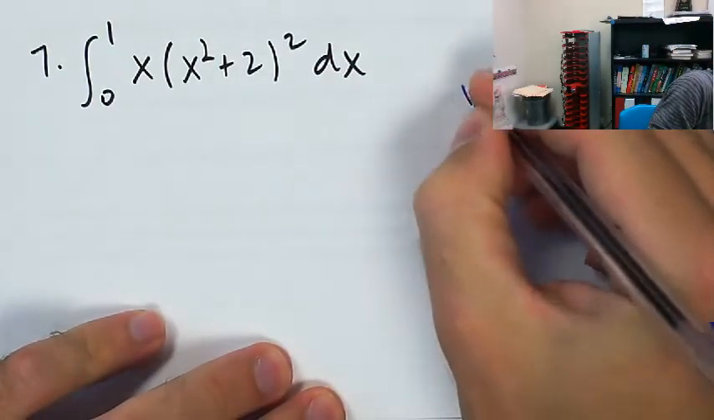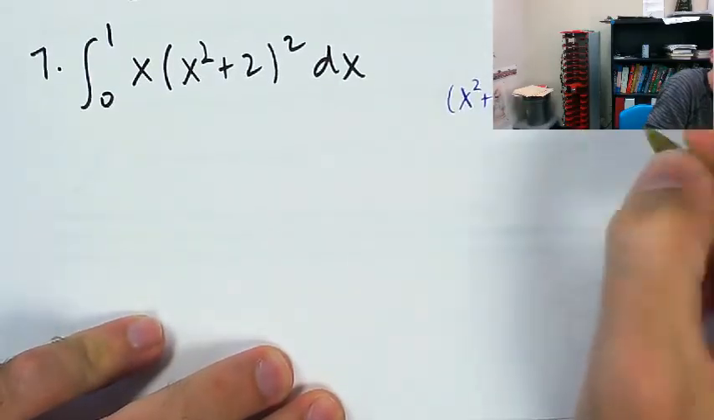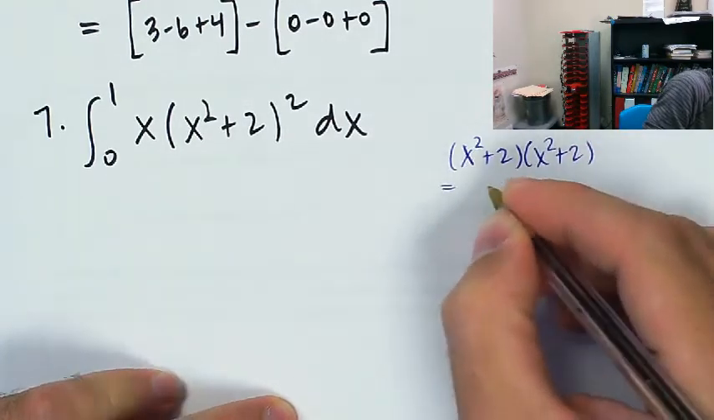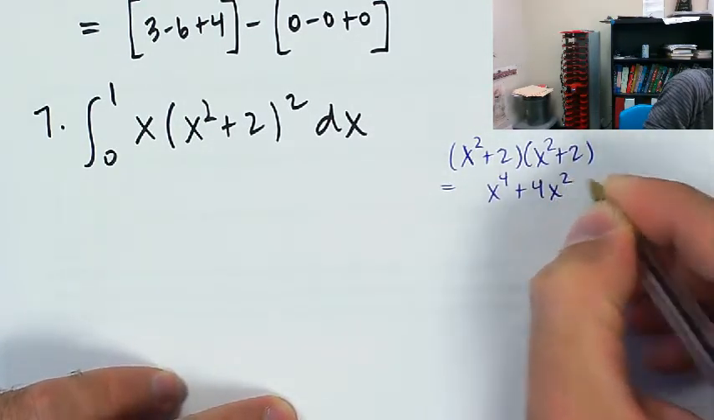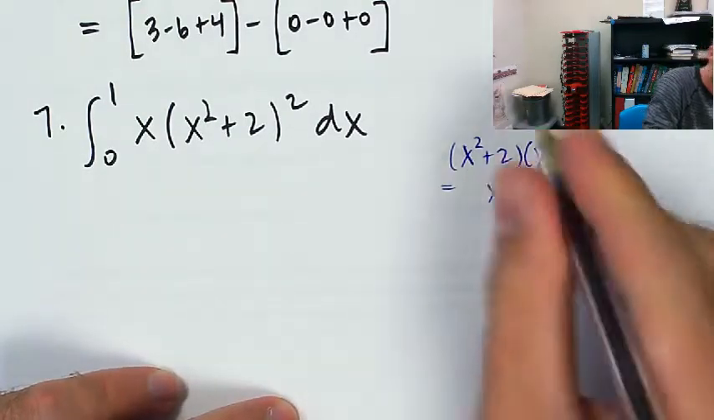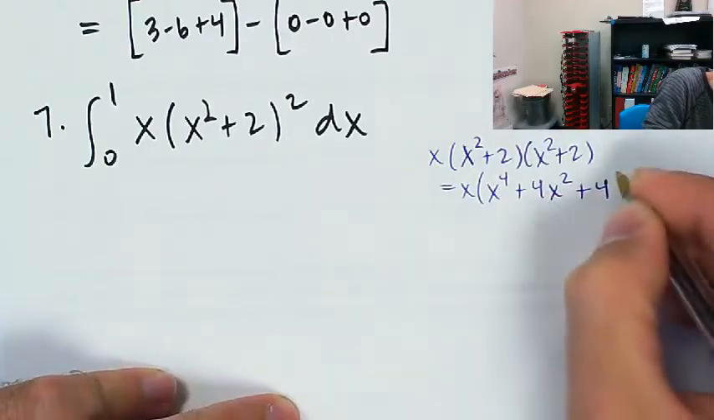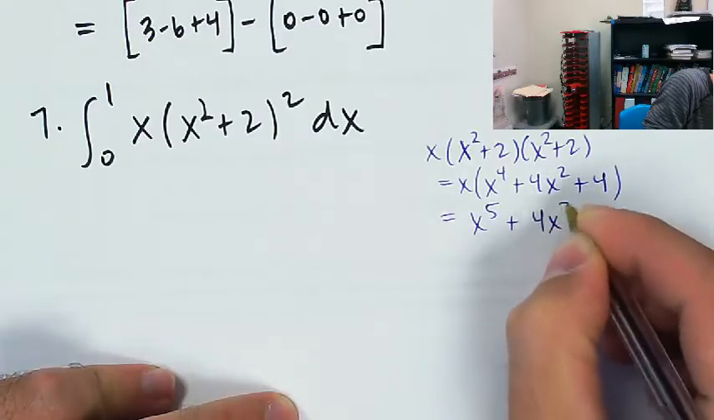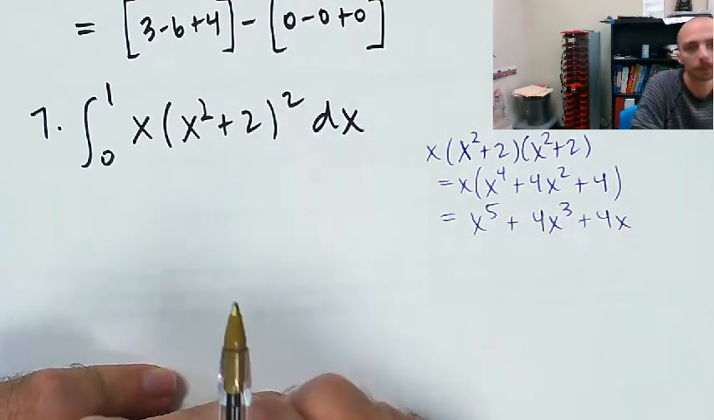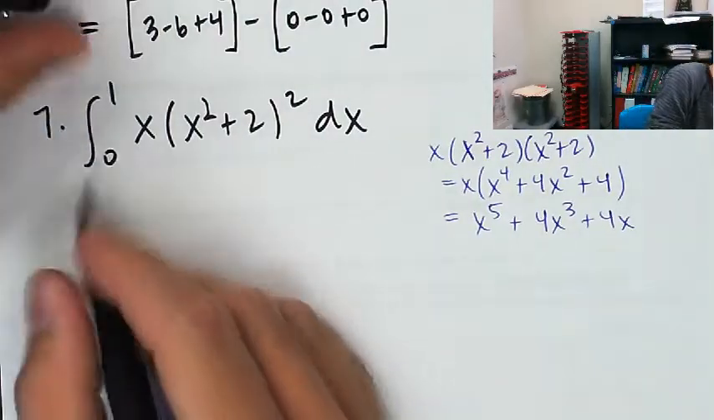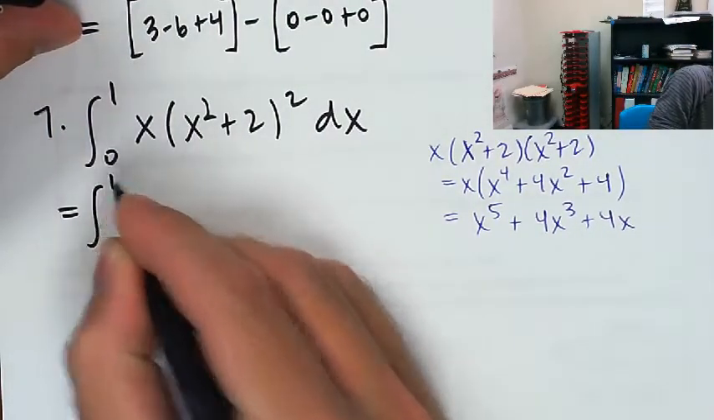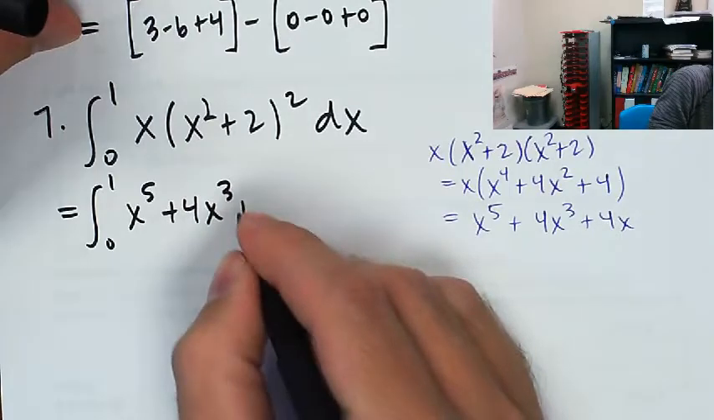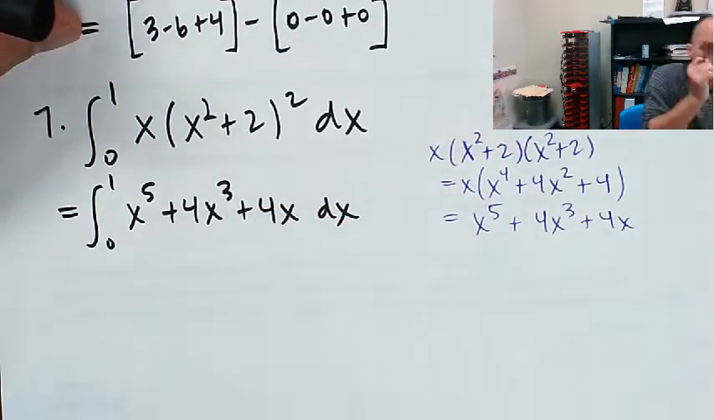So x to the 2 plus 2 squared. Okay. And so if I was to multiply an x onto that, that would be x to the 5 plus 4x to the 3 plus 4x. So now I'm integrating from 0 to 1, x to the 5 plus 4x to the 3 plus 4x dx.